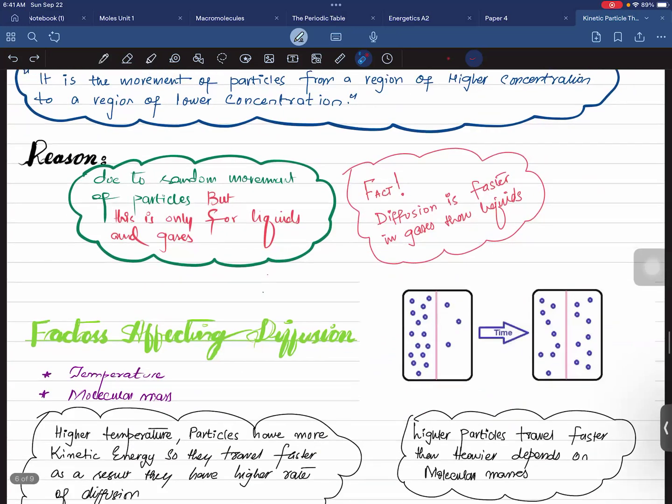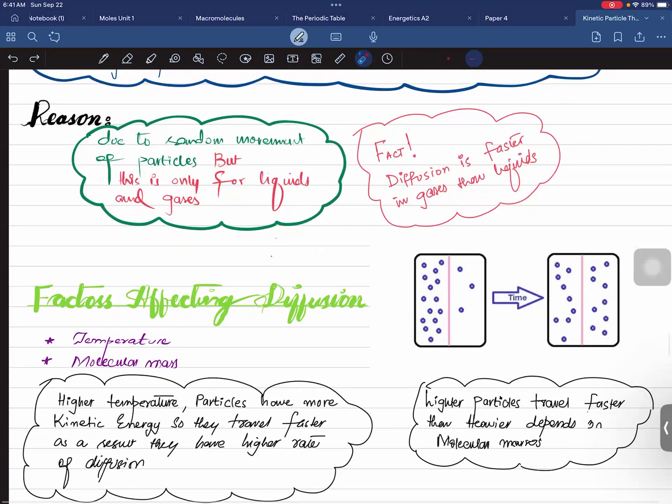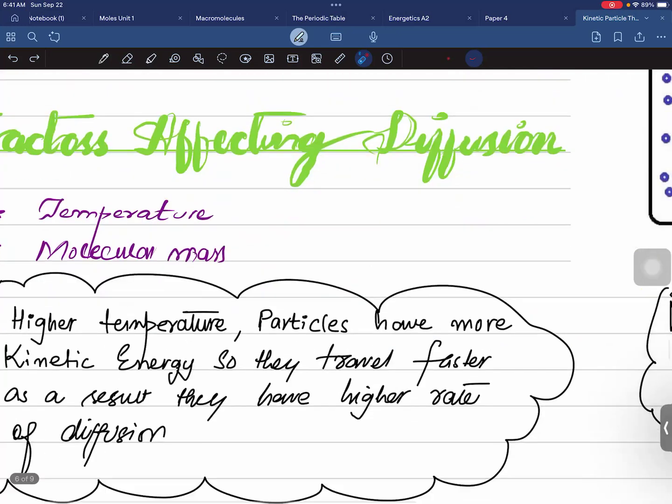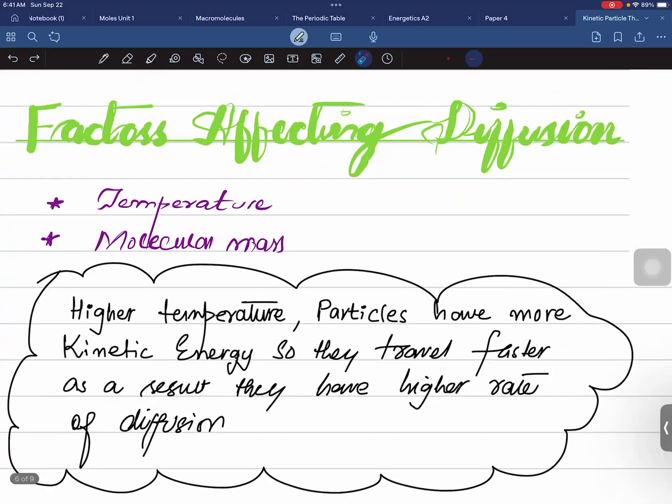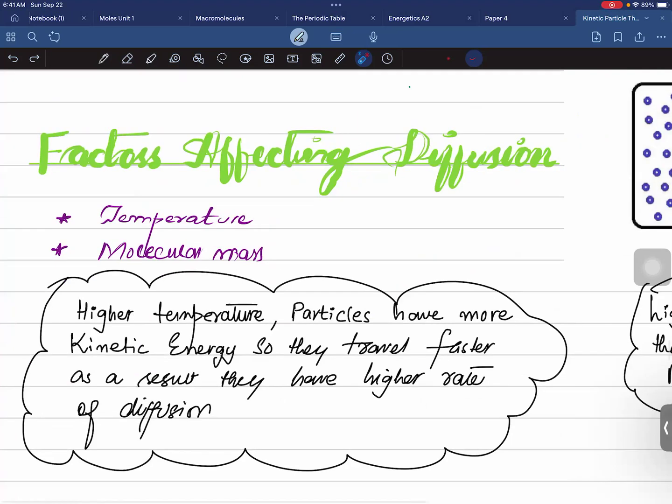Higher the temperature means that you have provided heat energy to the particles of gases. Ultimately, their kinetic energy would be increasing. As a result of this, they would be moving around randomly in a faster manner. Ultimately, you will see the gases diffusing faster as compared to when you had the lower temperature. So diffusion is directly proportional to the temperature.